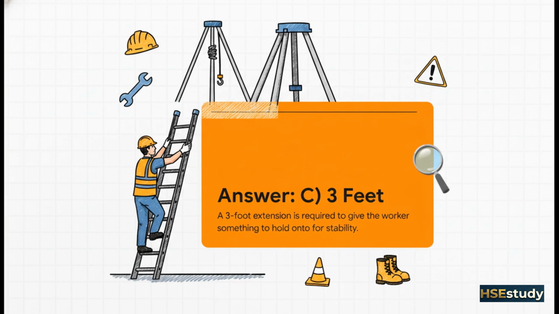This rule, which you'll find in 29 CFR 1926.105, is all about providing a safe transition. It gives you something stable to hold on to as you step on or off the ladder. That 3-foot extension is basically your safety grip.